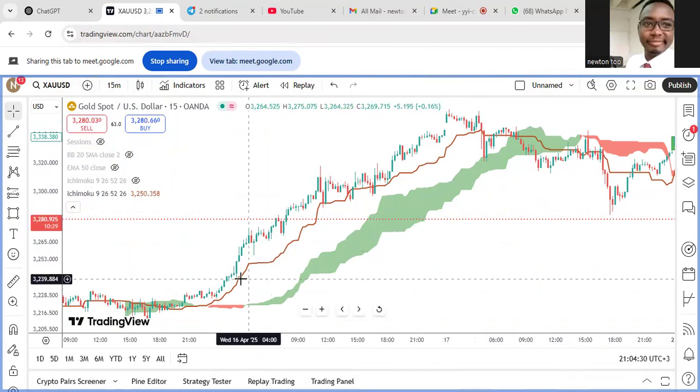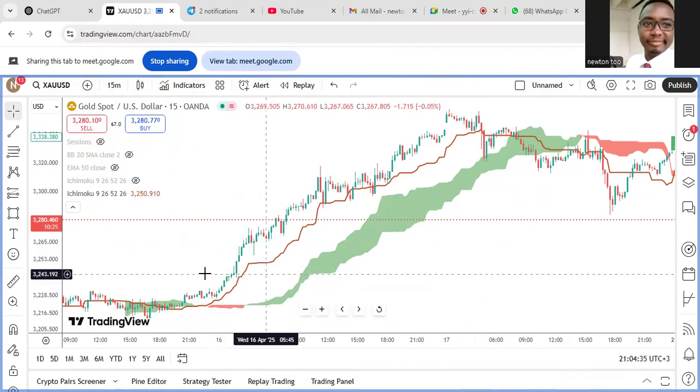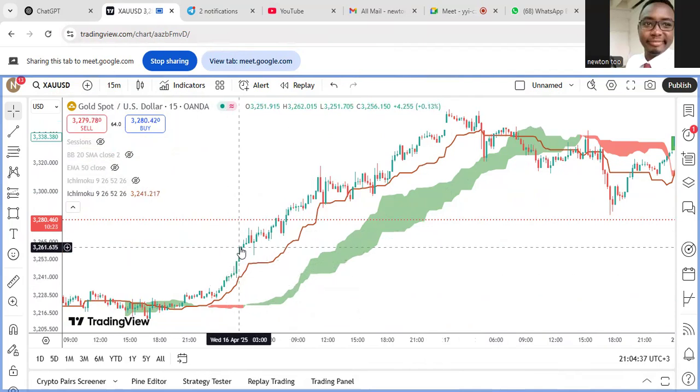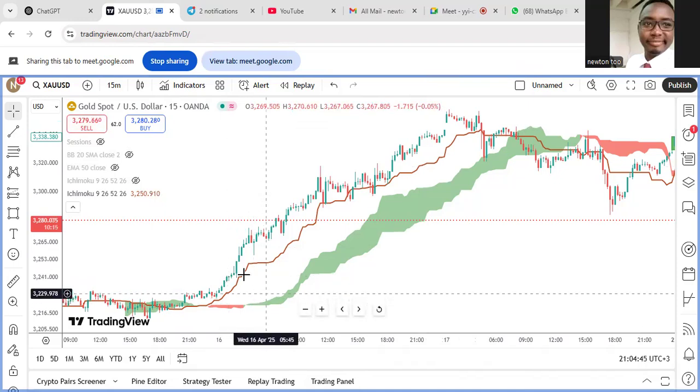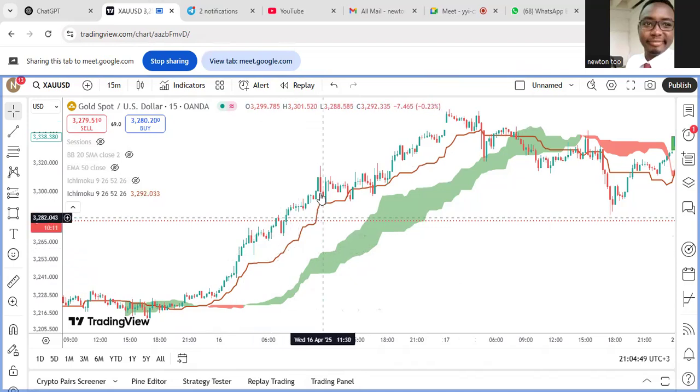You can see here the price is above the cloud. So if the price is above the cloud, what do you do? If for example you're trading this one, you're going to take only buy trades, only when the market bounces off the baseline. See, this one.